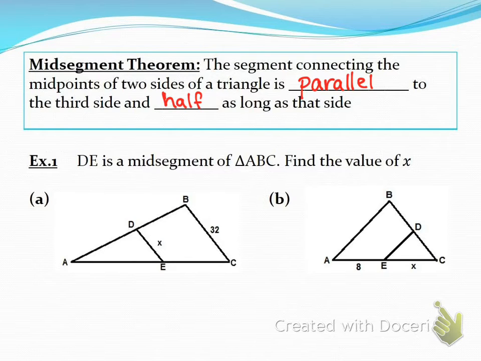Okay, for these, DE is a midsegment of triangle ABC. We are asked to find the value of x. What do you think it's going to be on letter A? 16. It's half as long as that third side that it didn't touch. So 32 divided by 2 makes it 16.